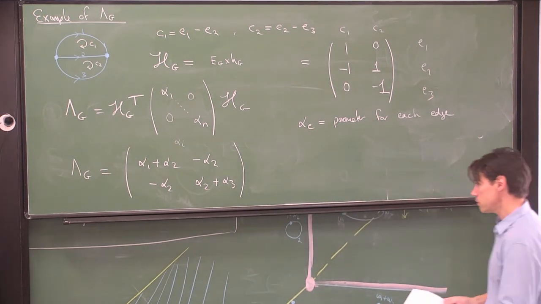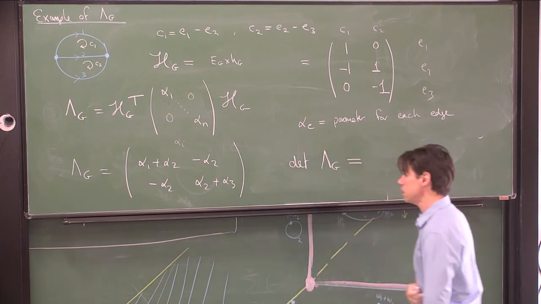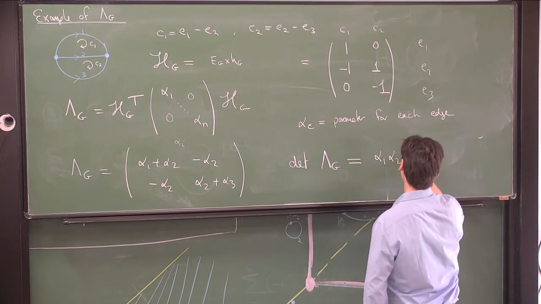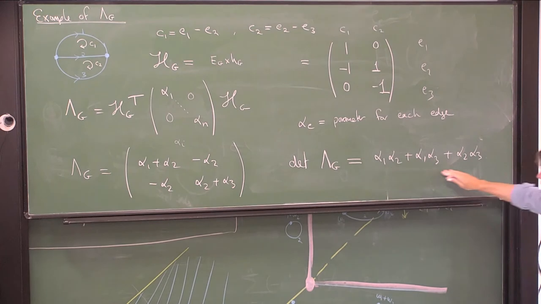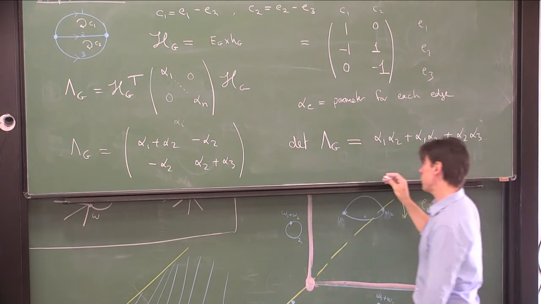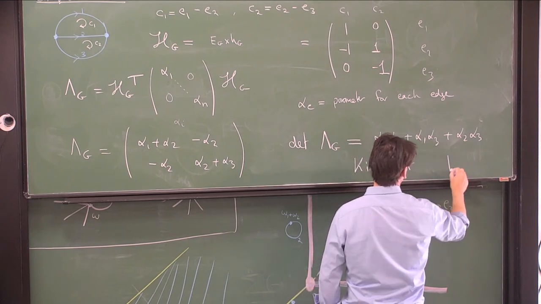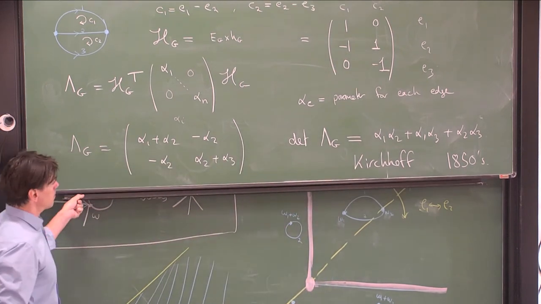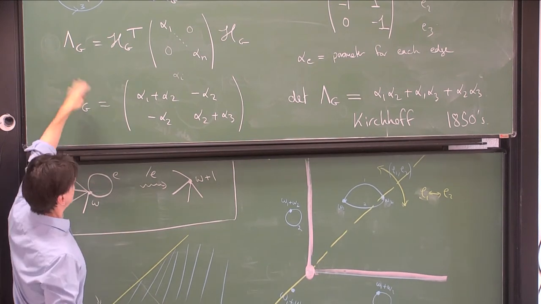So then the observation is that the determinant of this Laplacian is in this case rather interesting, because it gives a polynomial which only ever has positive coefficients. And this polynomial is very famous. It's called the Kirchhoff polynomial, introduced in the 1850s in Kirchhoff's study of electrical circuits, because it computes the resistance of a circuit of this nature.